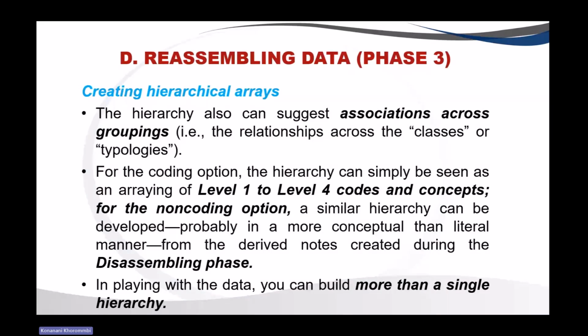For the coding option, it can simply be seen as an array of level 1 to level 4 codes and concepts, and we've seen this in the previous diagram. For the non-coding option, a similar hierarchy can be developed, probably in a more conceptual than literal manner, from the derived nodes created during the disassembling phase. We will be able to see that.